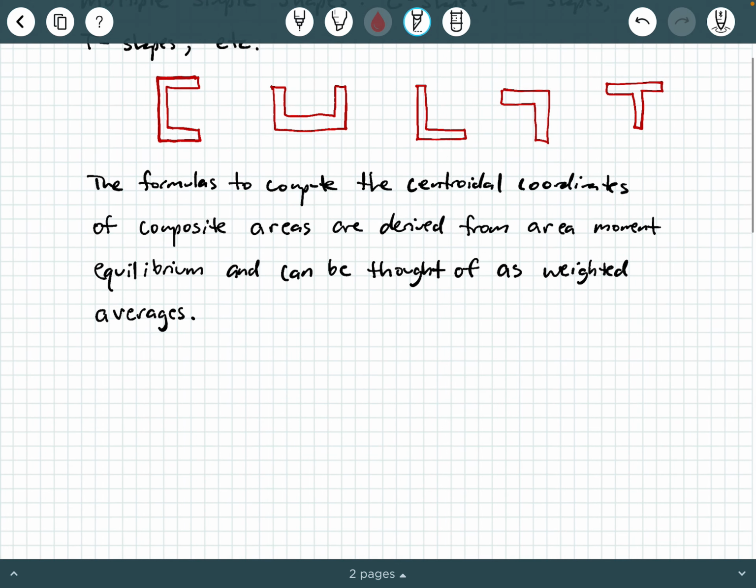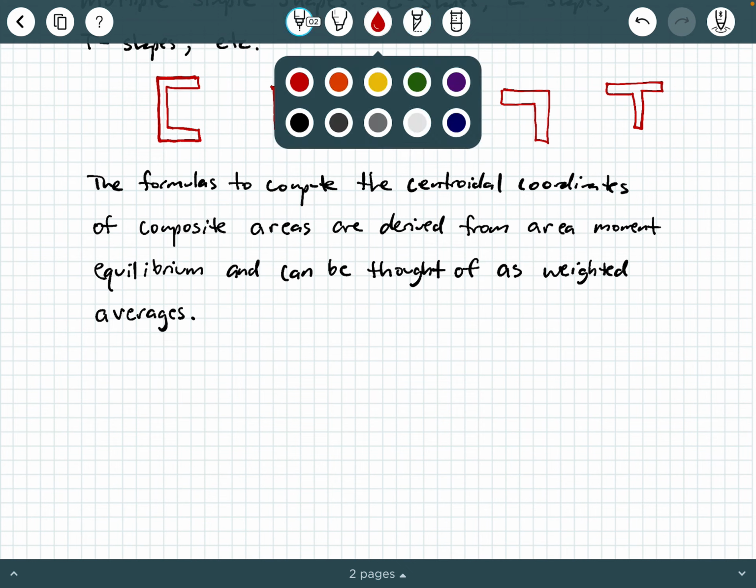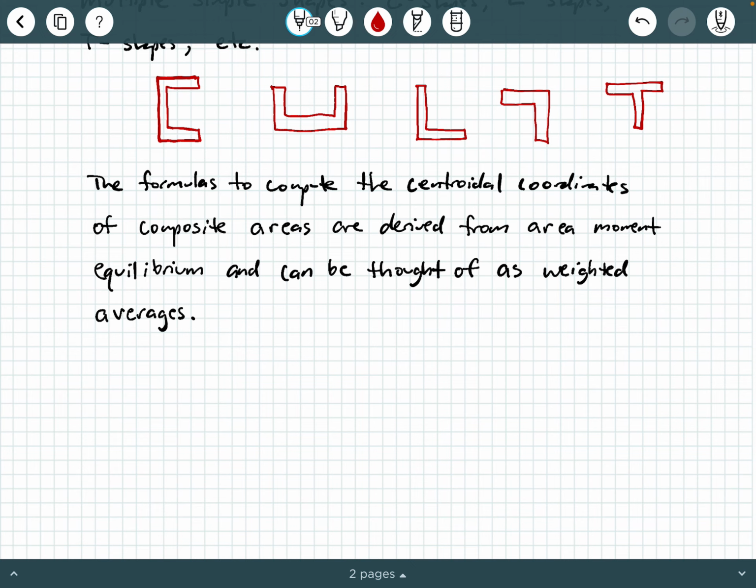Now, how do we calculate the centroidal coordinates of composite areas? Well, the way we do it is we derive these formulas based on area moment equilibrium. Now, we can think of these as weighted averages. I'm not going to go into the details of that in this video. I'm just going to get right down to it.